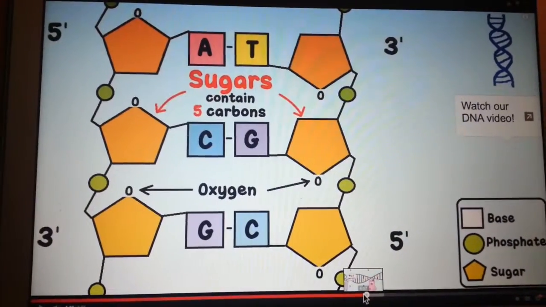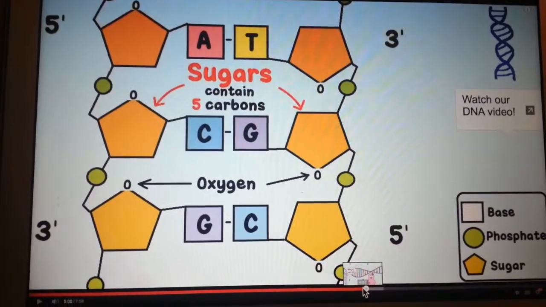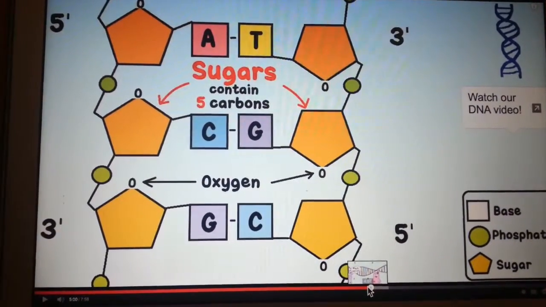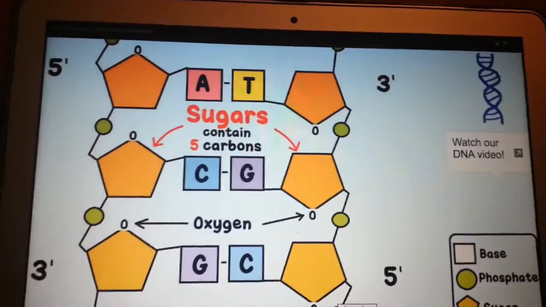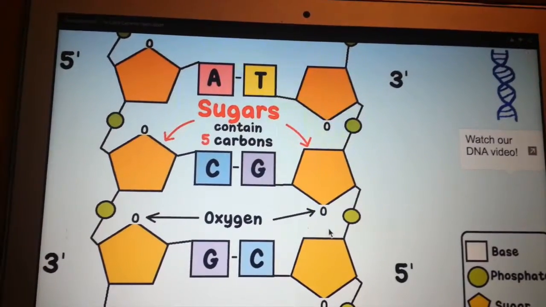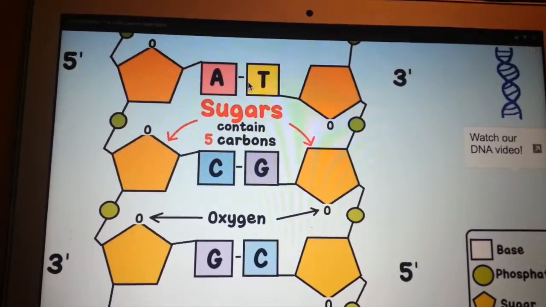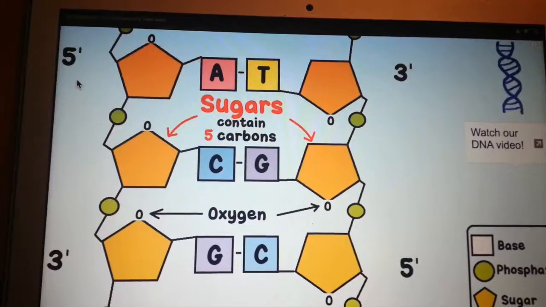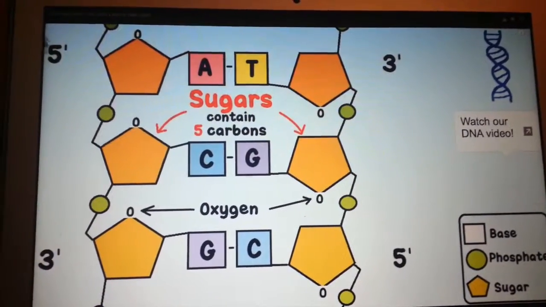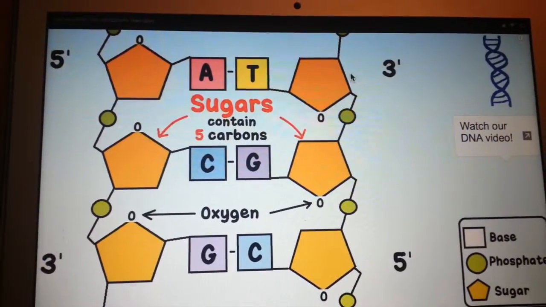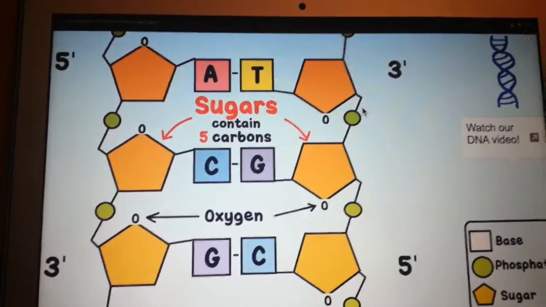And since the strands are antiparallel, each strand is separate, so the 5' is up here, but then the 5' is down here on this one. And so the one that starts with the 5' is the leading strand, because it starts with the 5', and then this is the lagging strand since it starts with the 3'.